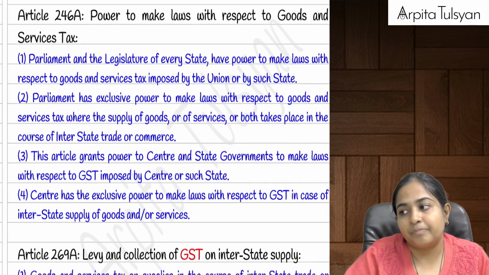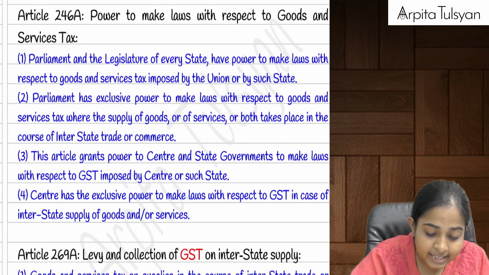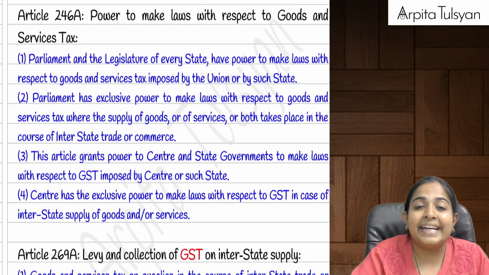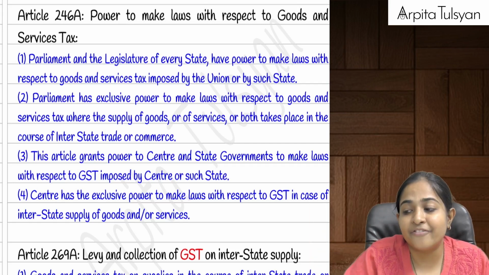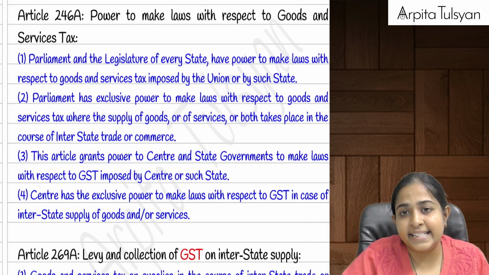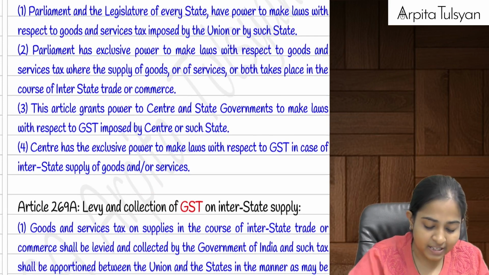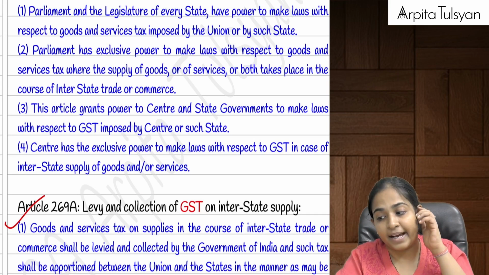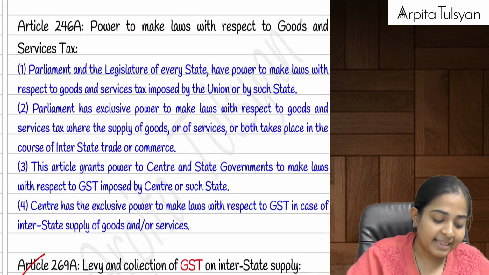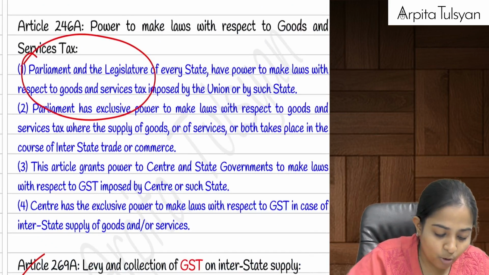Then one very important thing to be remembered here is when we are talking about interstate supply, from one state to another state, which tax was levied? IGST was levied. For all the provisions relating to interstate supply, that will be decided only by the parliament.